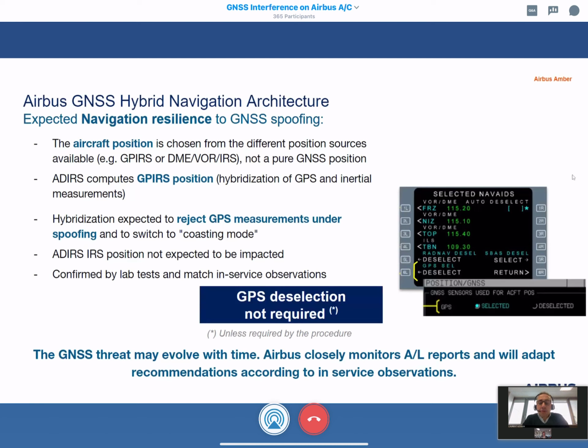Obviously, we are monitoring the situation. We are getting also your reports, and the situation may evolve. And so we will adapt our recommendation according to in-service observations. Thank you, Laura.